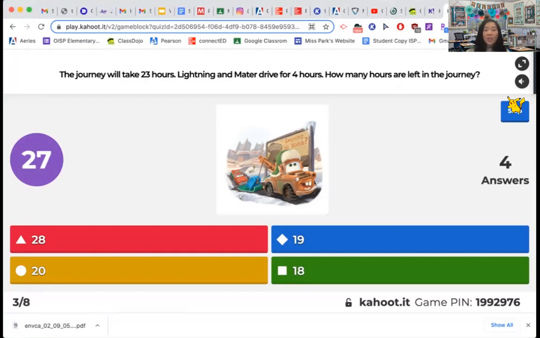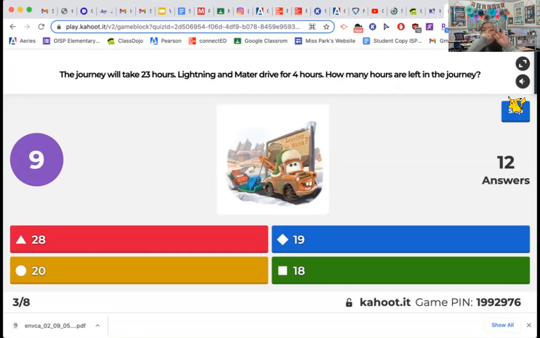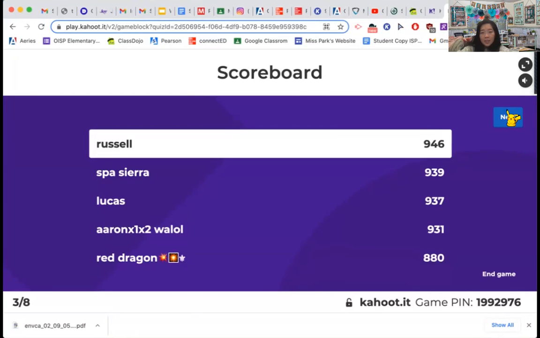So what is 23 minus 4? Count down: 22, 21, 20, 19. Let's check our answer by adding up. 19, add 4: 20, 21, 22, 23. Yep, the answer is the blue diamond, 19. Good job, guys.